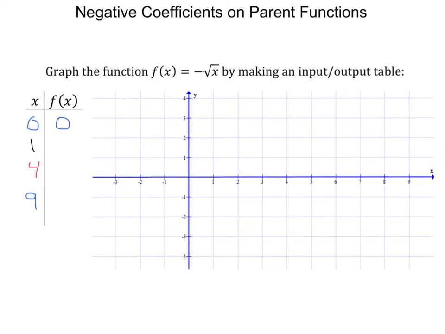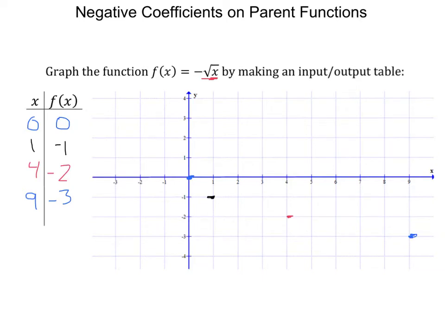When I have 1, I take the square root of 1 and get 1. But again, there's a negative coefficient, so that 1 output becomes a negative 1 output. Right? Inputting 4 will give me 2, but then the negative coefficient will make that negative 2. And finally, the 9 will give me an output of negative 3. When I go to graph these points, I have 0, 0, and then 1 and negative 1, and 4, negative 2, and finally 9, negative 3.